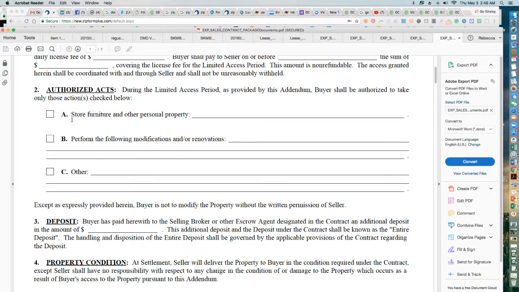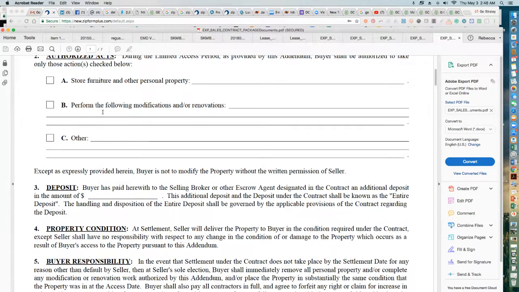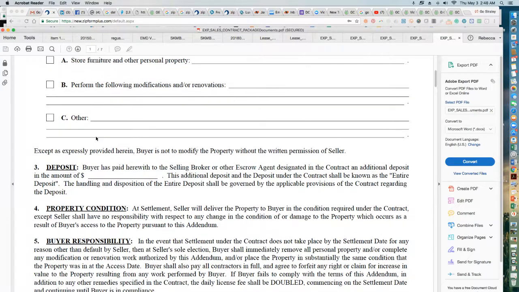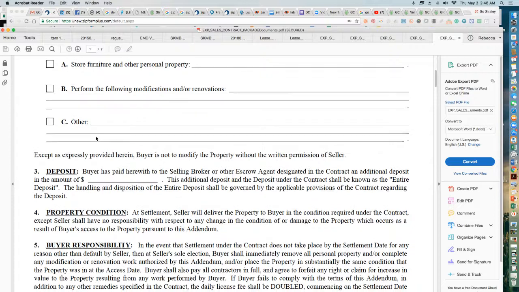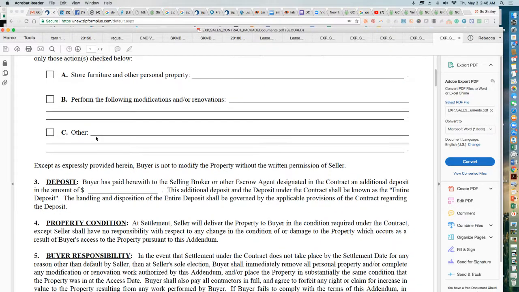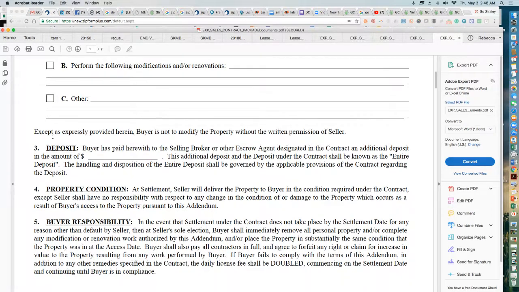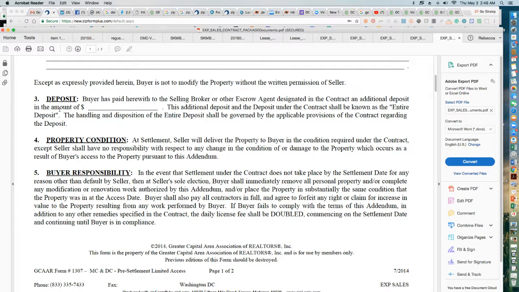And then here are the authorized acts for this limited access. They could store furniture, they could perform modifications, or something else. Not sure what that might be, but here you go. Pick A, B, or C. Or maybe they're going to store furniture and make modifications, and maybe something else. So check what applies and make sure that you have those boxes checked.